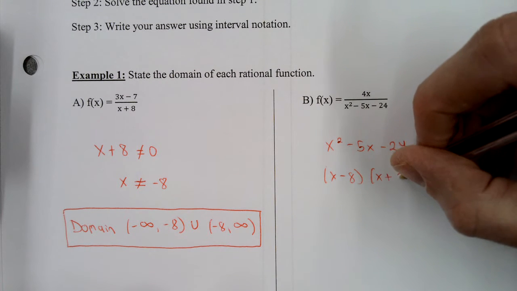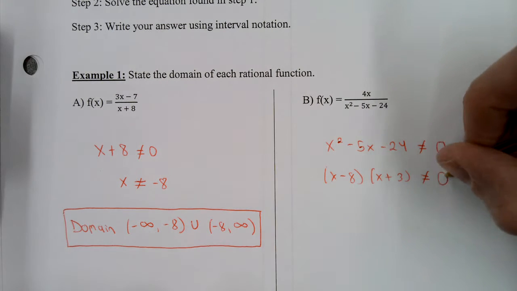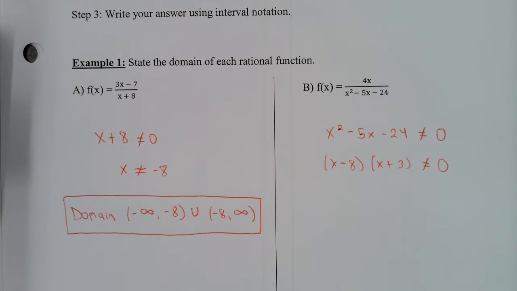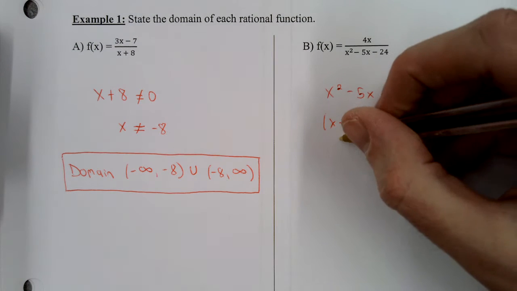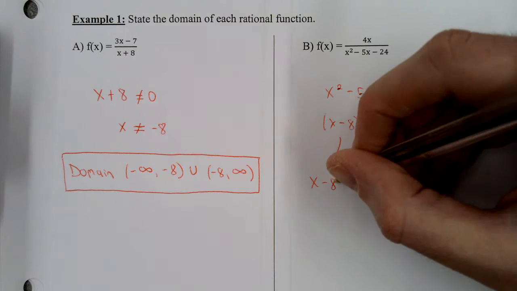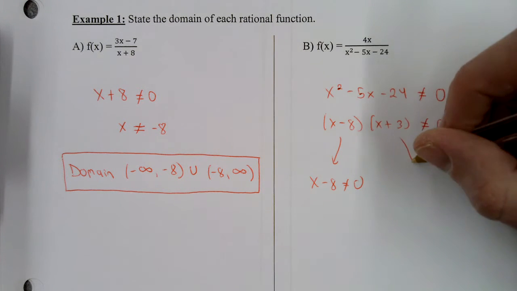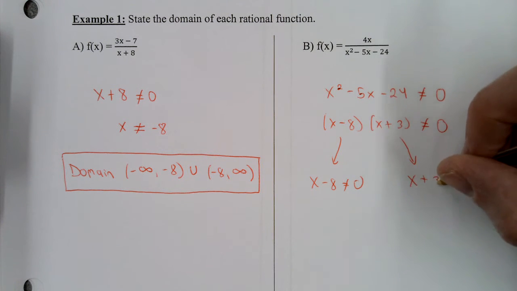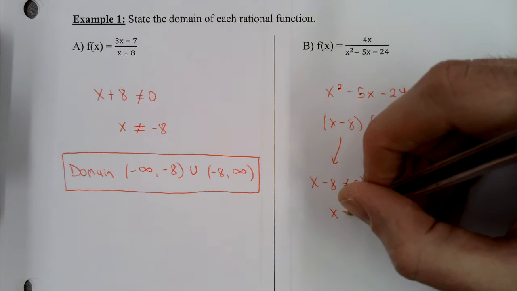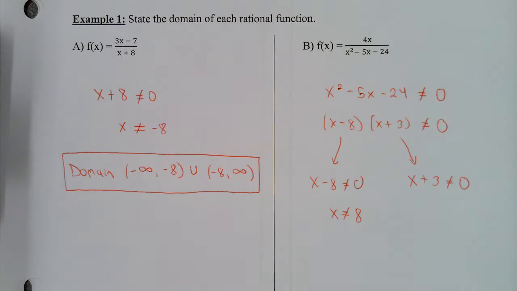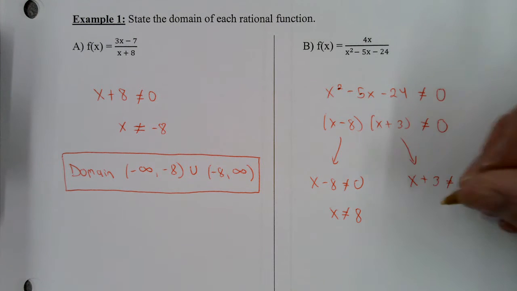After you factor, set each factor equal or not equal to 0 and solve. x minus 8 cannot equal 0, and x plus 3 cannot equal 0. So x cannot be 8, and x cannot be negative 3.